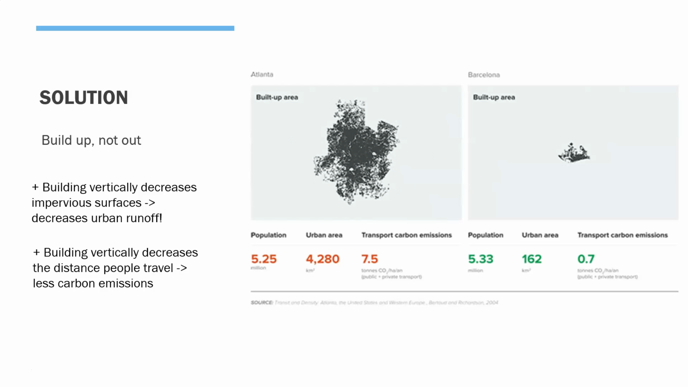They're 4,280 square kilometers. Their carbon emissions are 7.5 tons of CO2 based on public and private transportation. That compared to Barcelona, which has a very small urban footprint of only 162 square kilometers, they only emit 0.7 tons of CO2 for public and private transportation. So this decreases the amount that people have to drive to get from end to end of your city. A great solution to urban runoff.